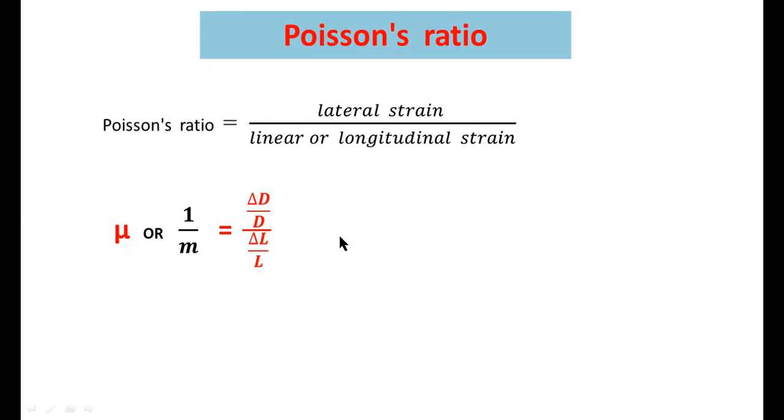In case of circular cross sections, delta d by d is the lateral strain. Change in width by original width is for rectangle or square sections. Okay. Here, Poisson's ratio also has no units, because numerator and denominator both are strains. Okay, strain has no units. That's why Poisson's ratio also has no units.